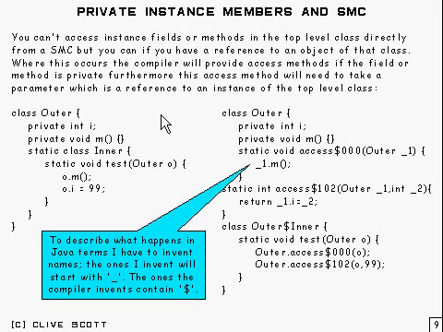Furthermore, this access method is going to need to take a parameter which is a reference to an instance of the top-level class, or whatever the class is that's got the member that you want to access in. So here's an example, this class Outer, and it's got this static member class there, and that just calls M because it's supplied with a reference to an instance of Outer, so it just calls M, which happens to be private, and it can do that, and it sets I, which is also private, to 99.